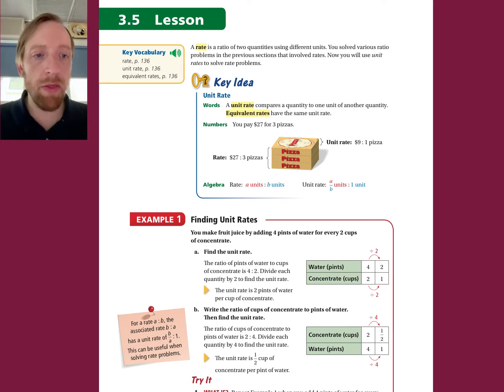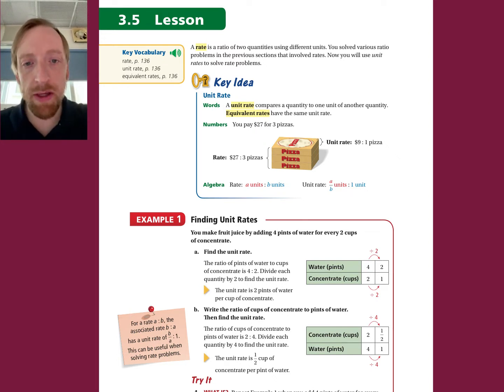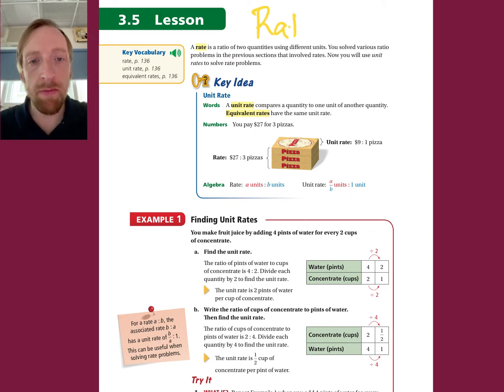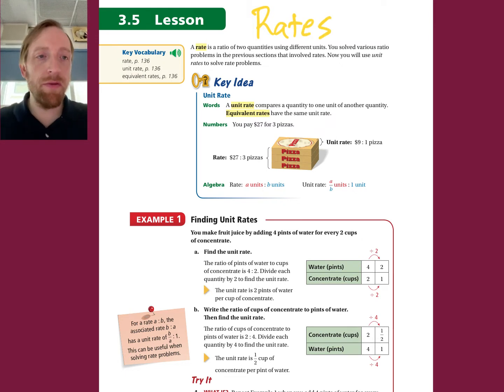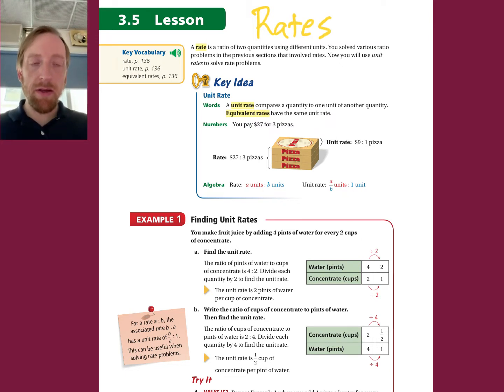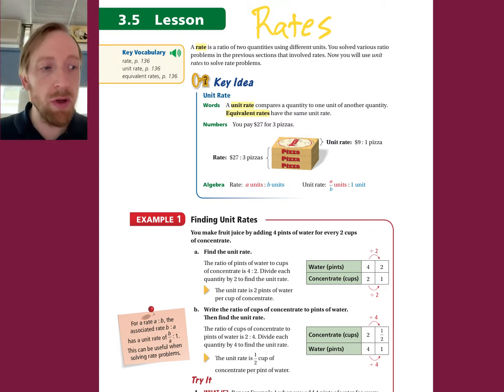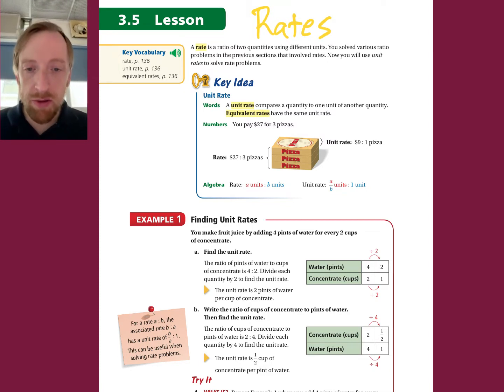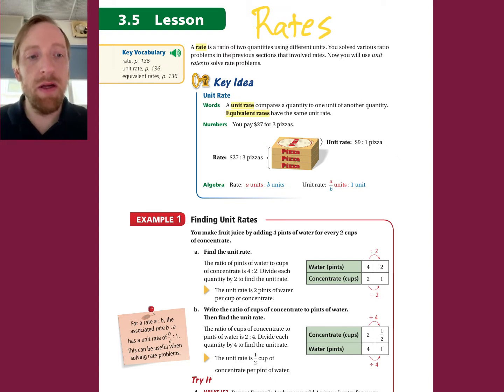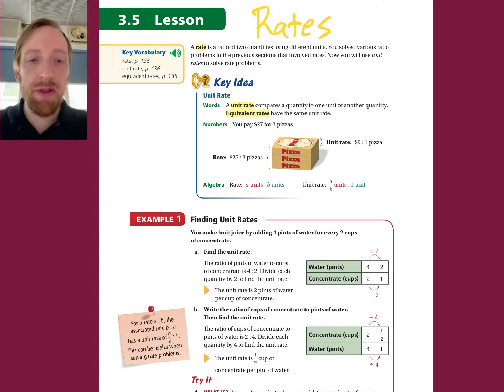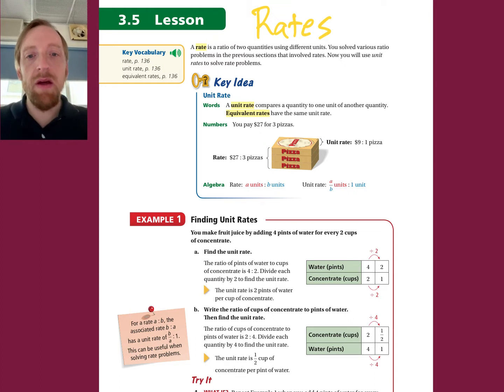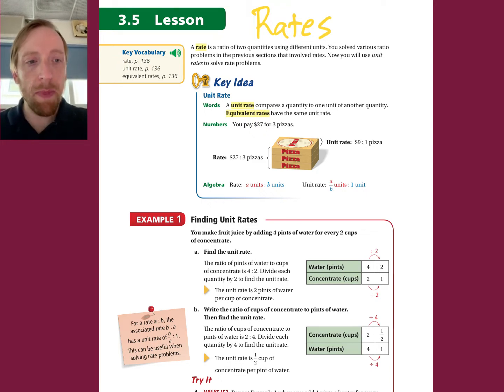So for lesson 3.5, we're going to start talking about rates and unit rates. The first couple of lessons in Unit 3 have been about ratios. So we're going to start using these new words that also start with R. Try and use Quizlet to make sure you understand the difference. But rates, ratios, and unit rates are all really important things to remember from Unit 3.